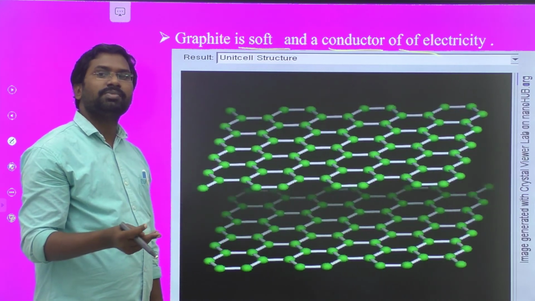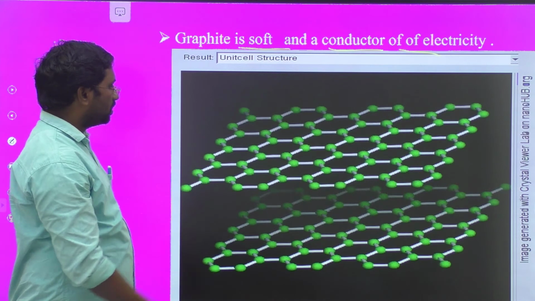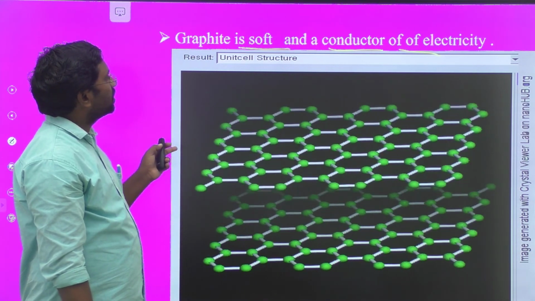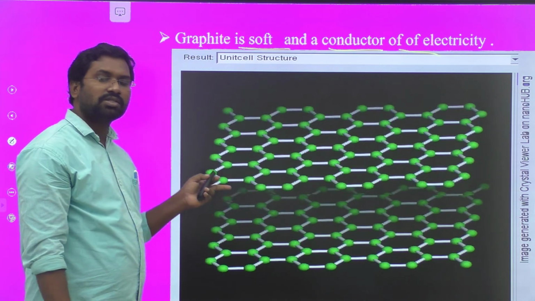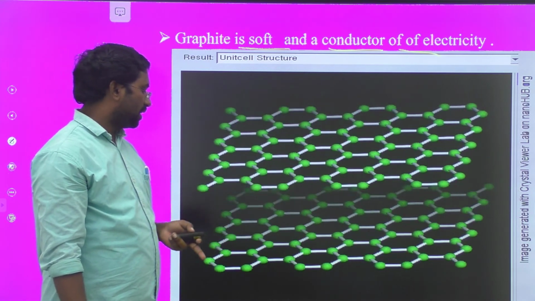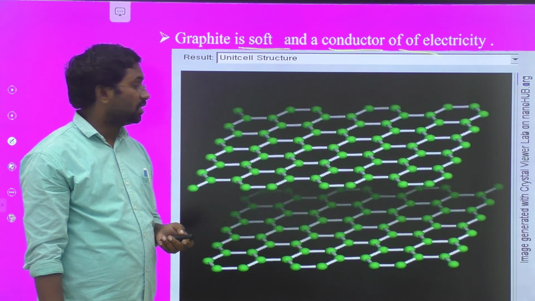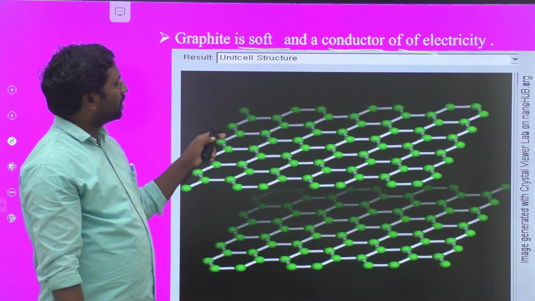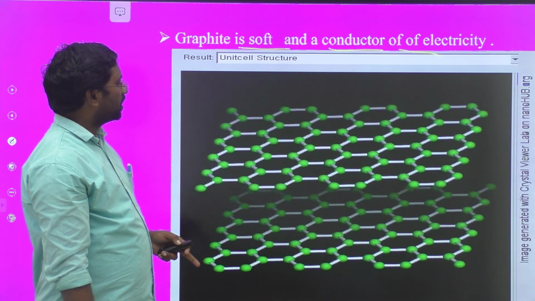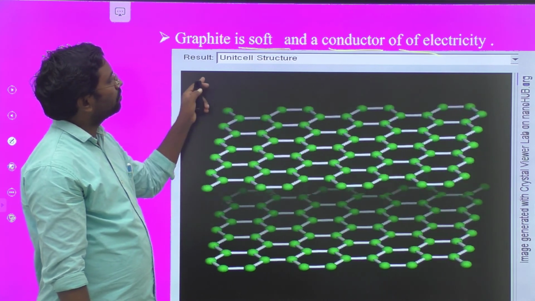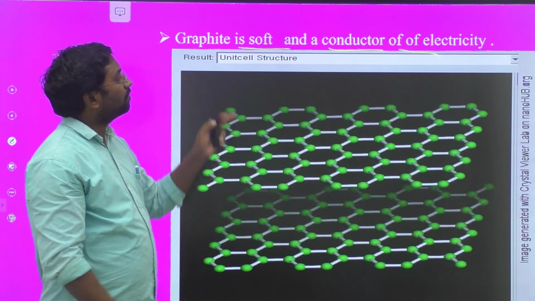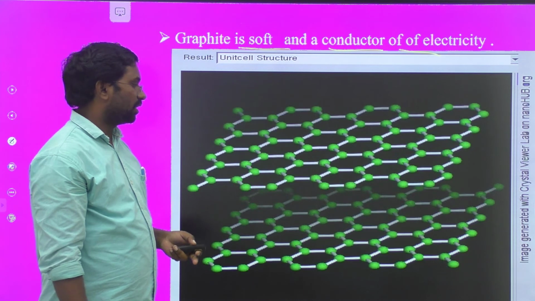So once you look at this image, this is the structure of graphite. In the previous structure we saw the structure of diamond. In diamond, carbon atoms are bonded with neighboring atoms with covalent bonds. Here also carbon atoms are arranged in hexagonal rings in the case of graphite. But diamond acts as an insulator, while graphite acts as a conductor of electricity.